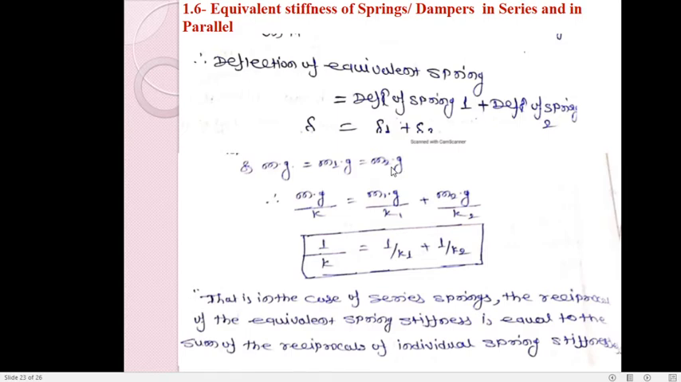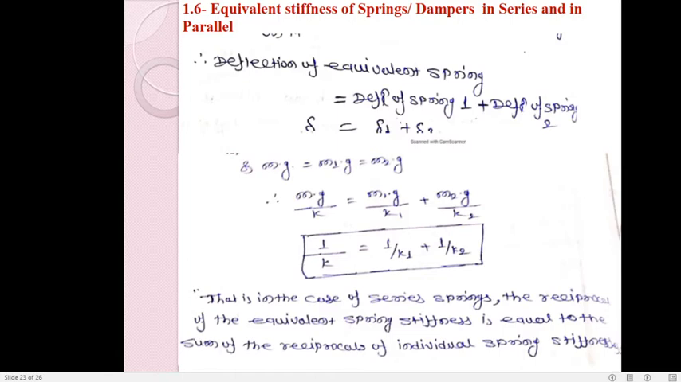Now, I hope you know the definition of stiffness. The definition of stiffness is what? Force per unit deflection. So we could write k equals m into g upon delta. Therefore, our delta equals m into g upon k.